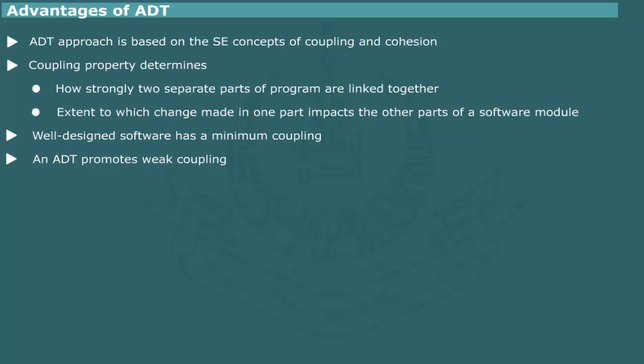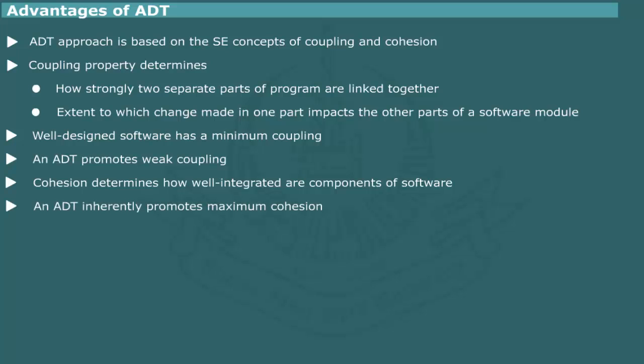Cohesion property determines how well integrated are the components of a piece of software. Software engineering prescribes that good designs should maximize cohesion. An ADT inherently promotes maximum cohesion in that the ADT components are well integrated into a single compact structure.